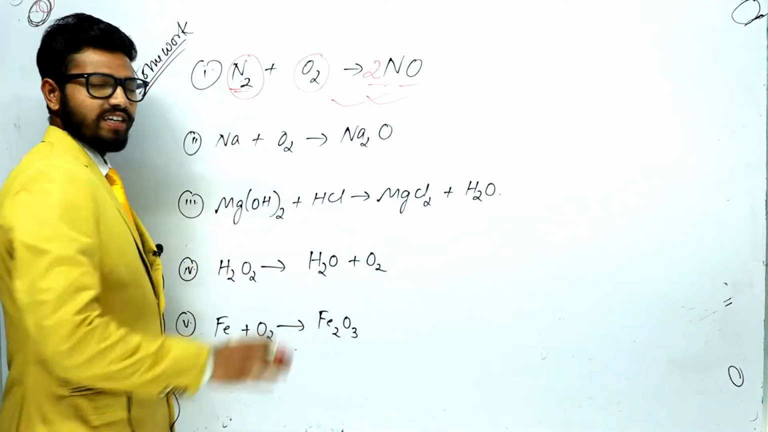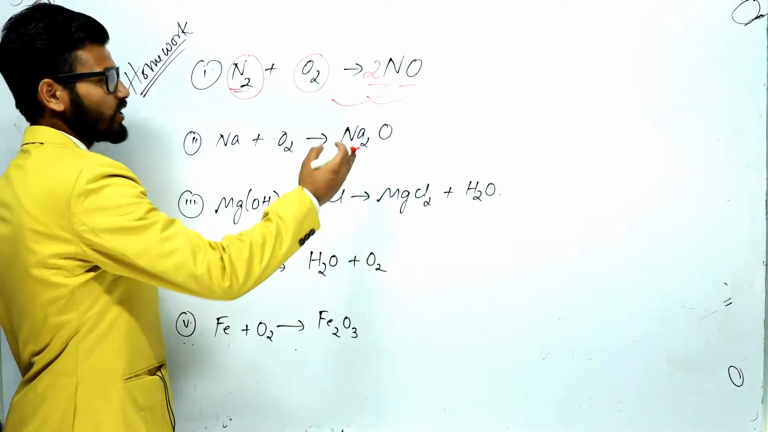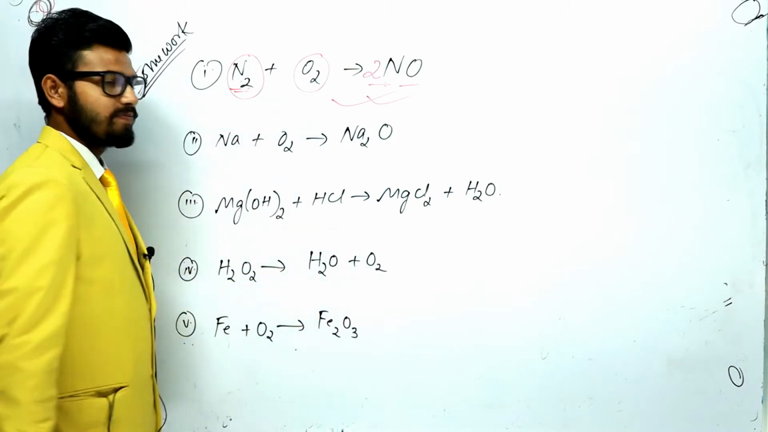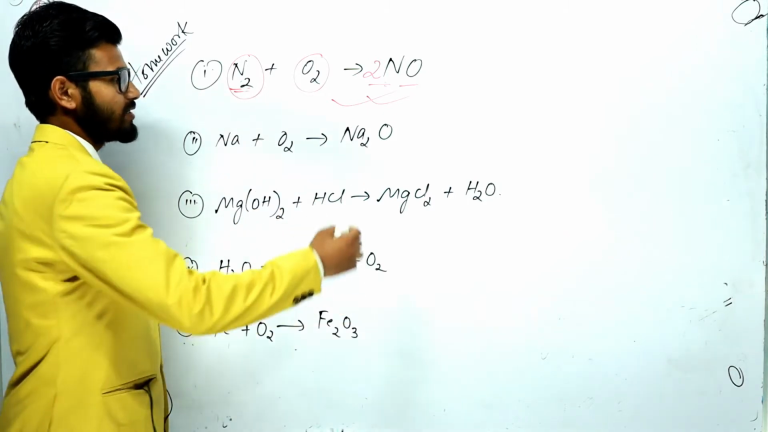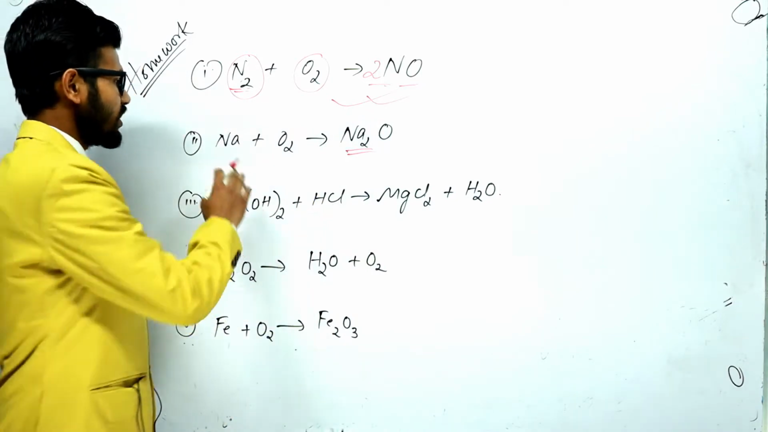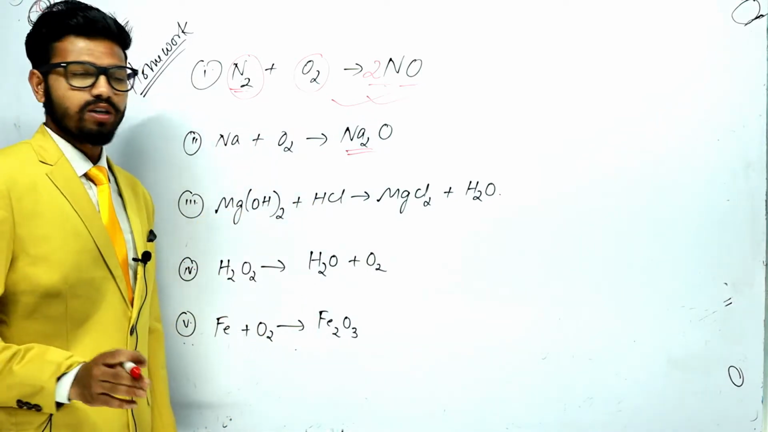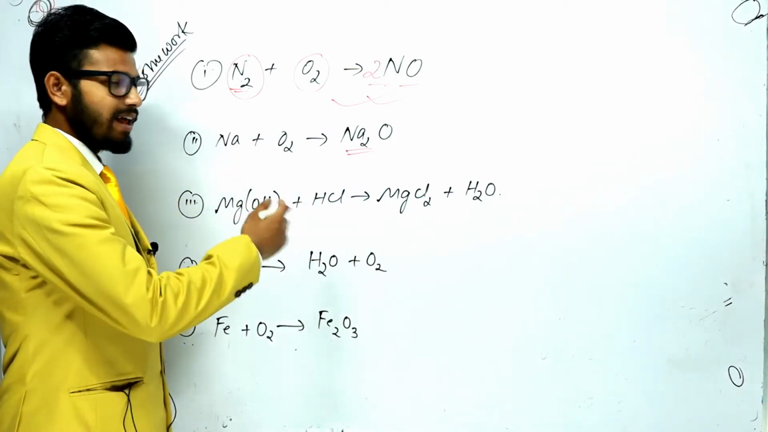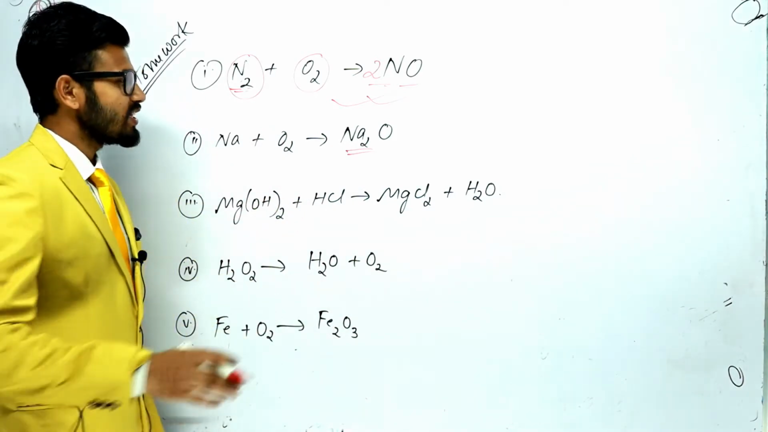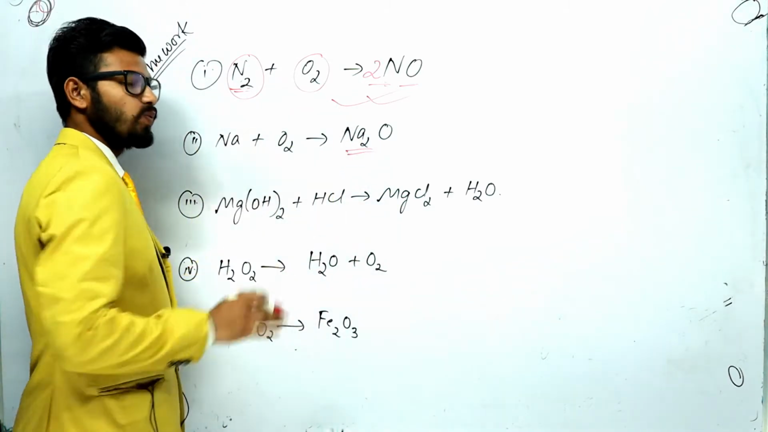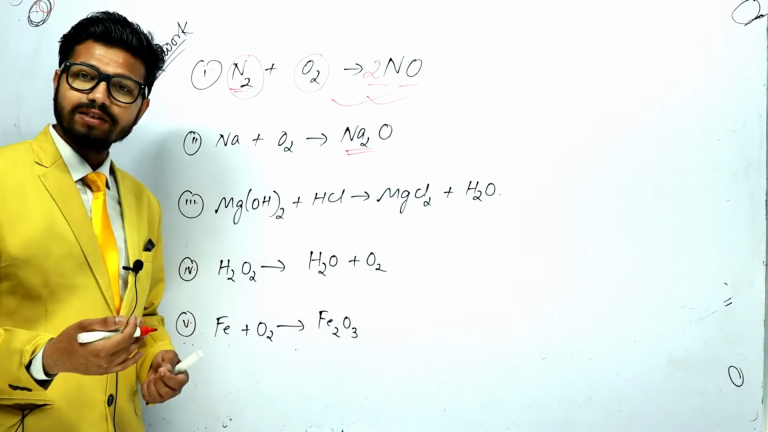Sodium plus oxygen gives you Na2O, sodium oxide. So is it balanced? No. It is not balanced, because in the product side you can see there are 2 sodium, while in the reactant side there is 1 sodium. So we have to balance it.